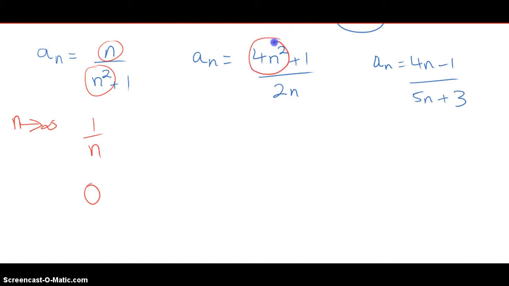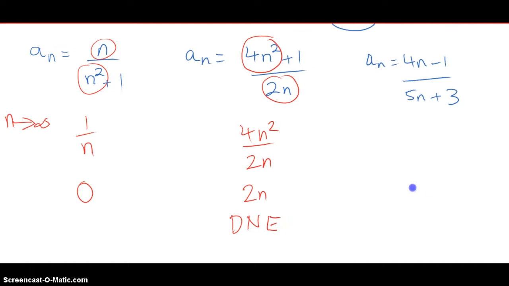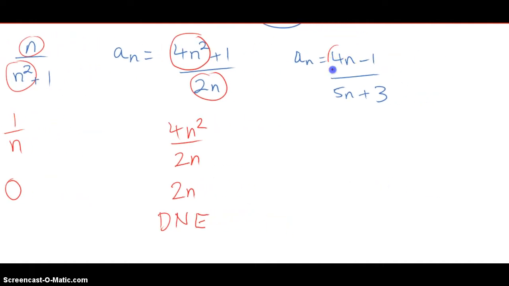Here we've got that on top and that on bottom, which when you simplify 4n squared over 2n, that simplifies to 2n, doesn't it? And as we plug in n equal to infinity, that goes to infinity, which means the limit does not exist. And then finally this one, that's the most dominant, that's the most dominant. So we get 4n over 5n, the n's cancel, and we're left with 4/5.